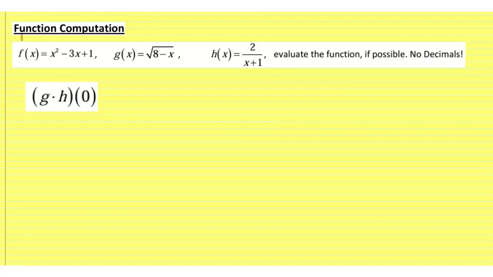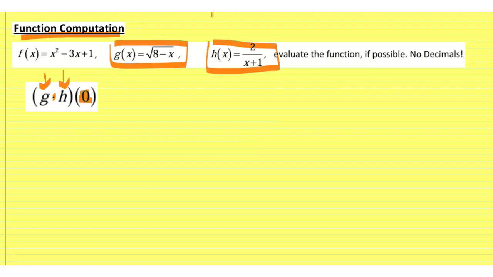Okay, our next function computation is going to be taking the g function and multiplying it times the h function and evaluating it for the value of 0. So here is my g function and here is my h function. So let's write those down. My g function is square root of 8 minus x, and I'm going to multiply that times the h function, which is 2 divided by x plus 1.